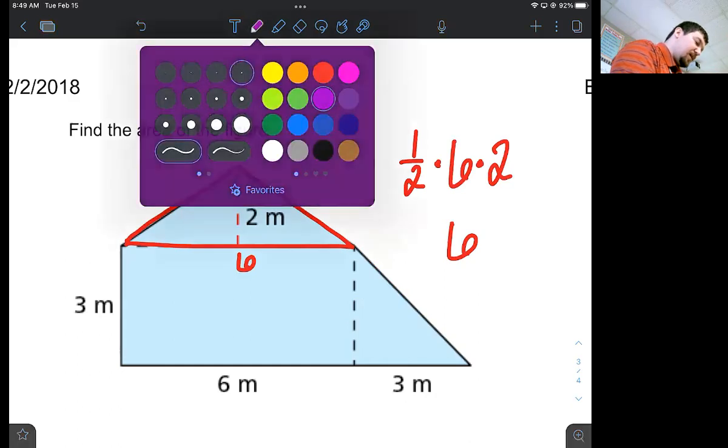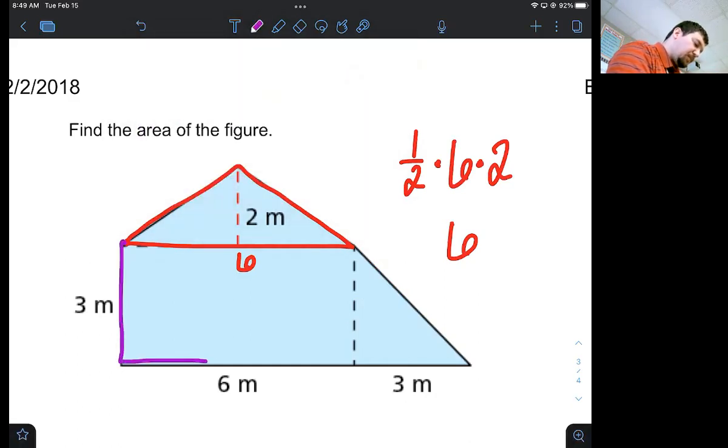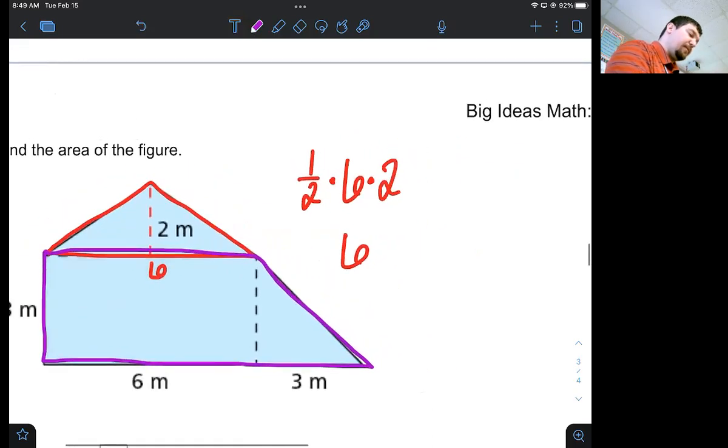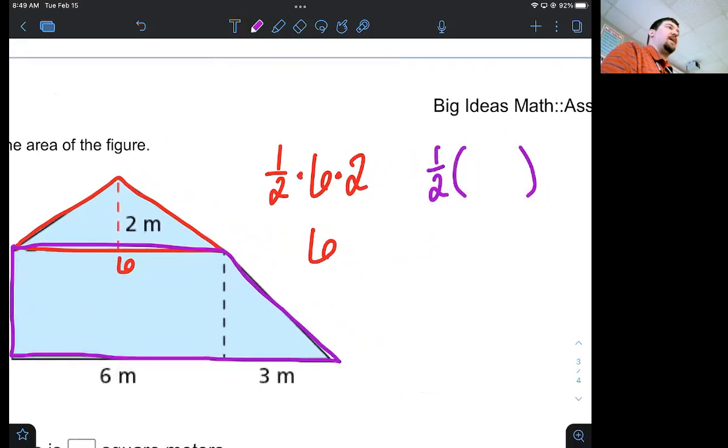Now for the trapezoid, and by the way, if you want to split this into a rectangle and a triangle, you still get the right answer, assuming you do all that work correctly. The trapezoid formula is 1/2, instead of base times height, it's 1/2 bases times the height. B1 plus B2, I just say bases because you're just adding them together.